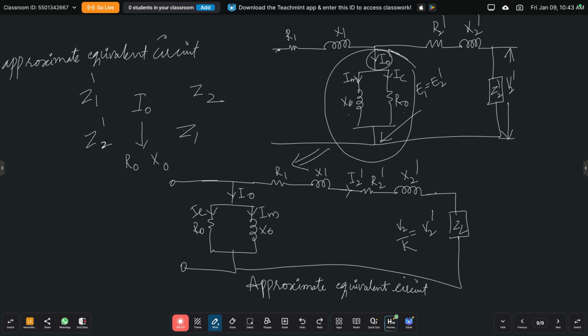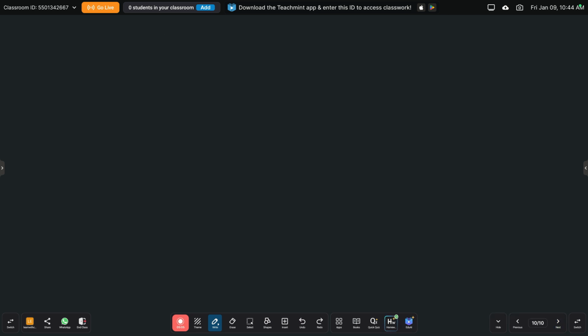So this equivalent circuit can be further reduced by combining the parameters R1 and R2 dash, because resistance R1 and resistance R2 dash are in series, and X1 and X2 dash are connected in series. So we can combine R1 and R2 dash and represent it as R01, and X1 and X2 dash as X01. R01 and X01 are the equivalent resistance and reactance of a transformer referred to the primary side.